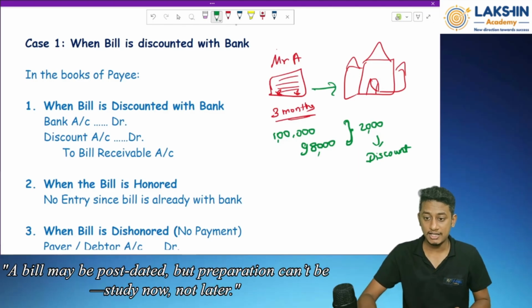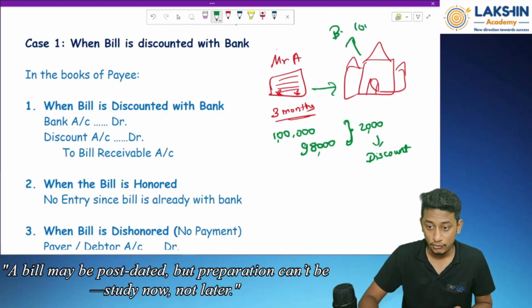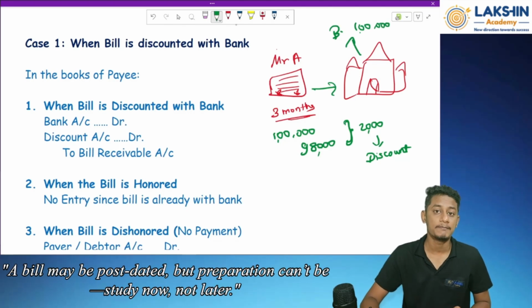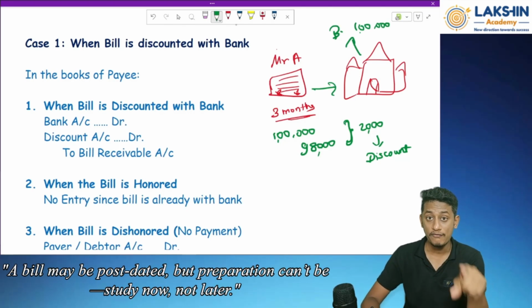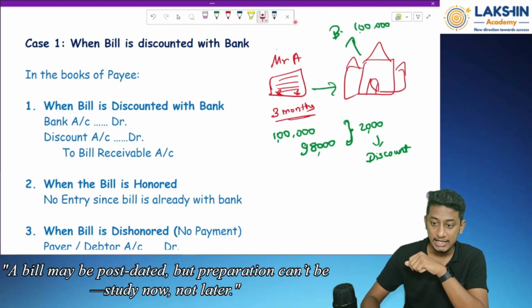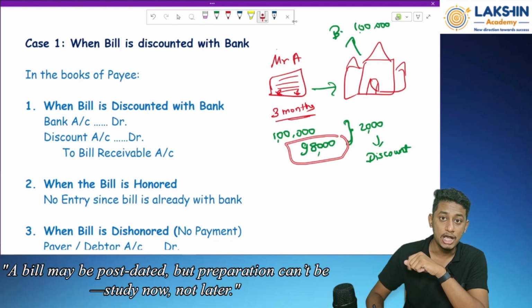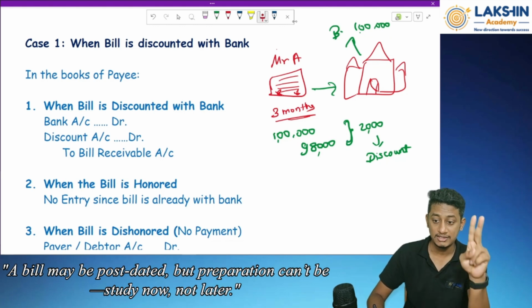Now again the bank will go to Mr. B and collect how much? Collect the full amount of rupees 1 lakh from Mr. B. Now how much is the profit made by the bank? It is collecting 1 lakh rupees, but it's paying only 98,000 to Mr. A. So the 2,000 rupees is the benefit or the profit that the bank has made.